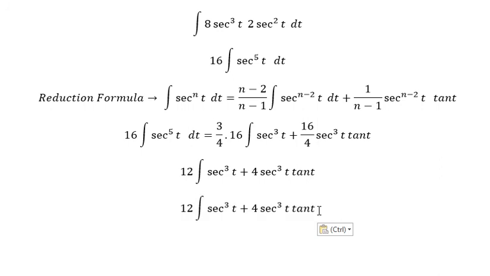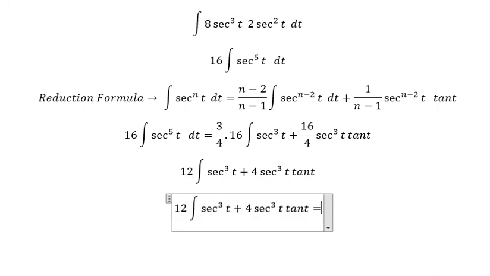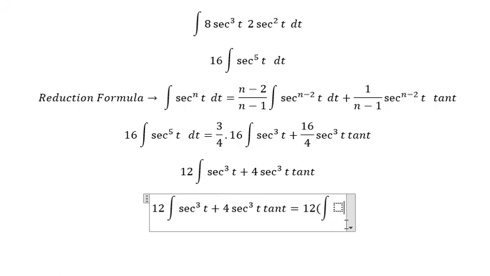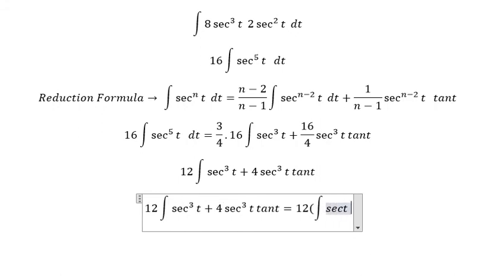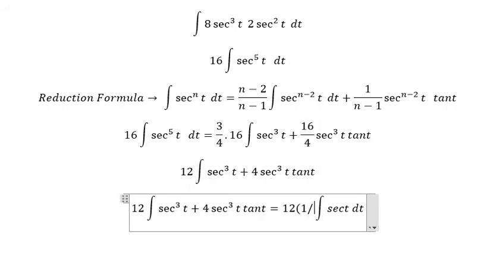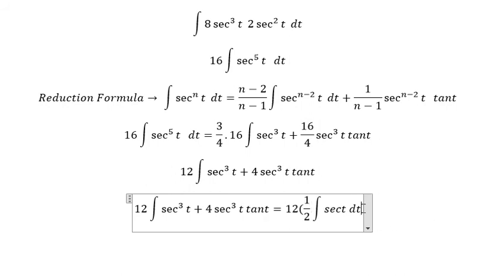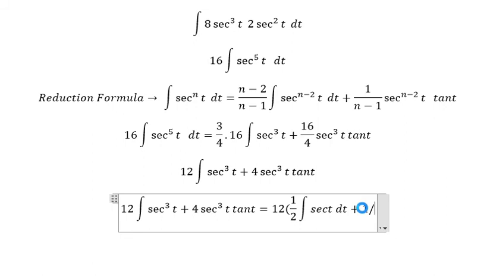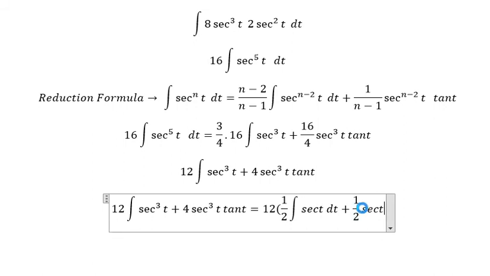That should be 12 multiplied with the integral of secant of t dt, and we have number 3 in here, 3 minus 2, you get 1, 3 minus 1, you get what? Number 2, so you get 1 over 2. This one, you get 1 over 2 secant of t tan t.